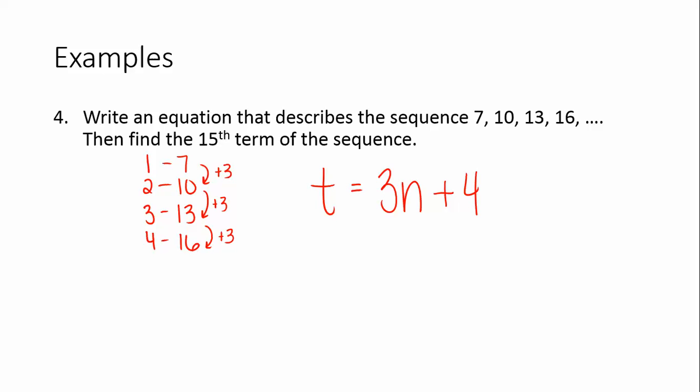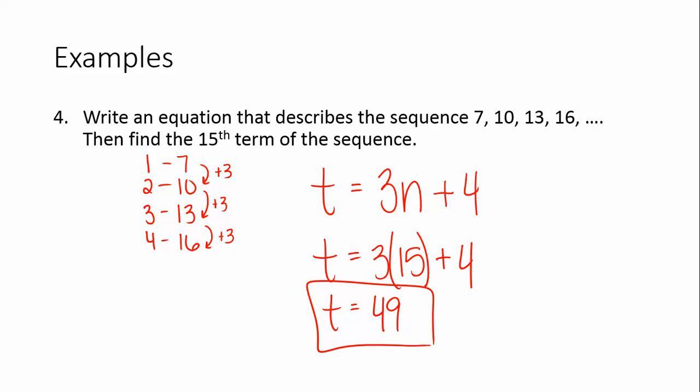So we need to find the 15th term. To find the 15th term, we're going to do 3 times 15 plus 4. 3 times 15 is 45. 45 plus 4 is 49. So the 15th term is 49.